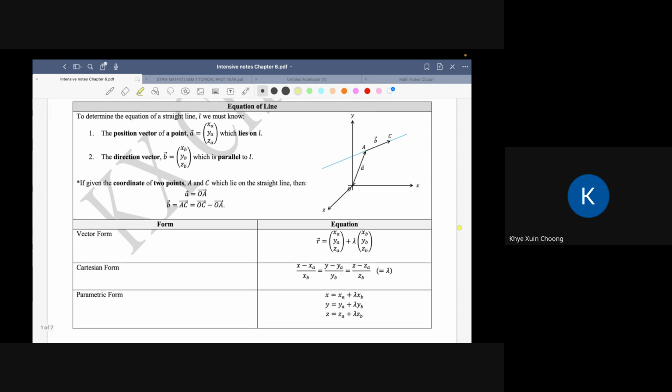It's very common that we deal with questions that ask about lines and planes, right? So we need to be very familiar with the equation of a line and the equation of a plane.